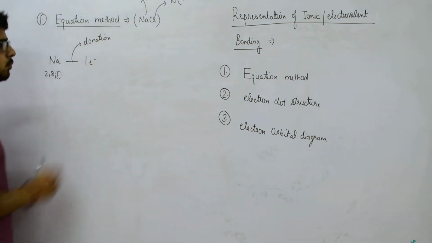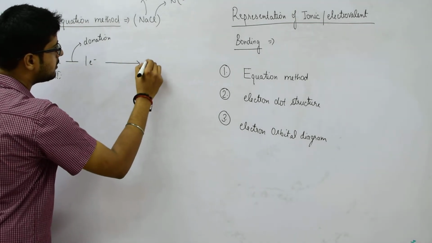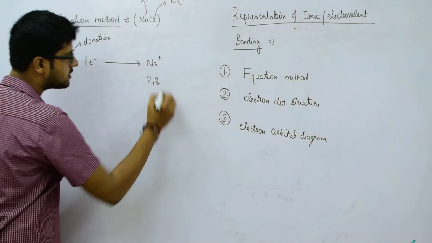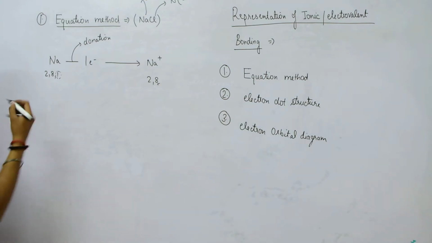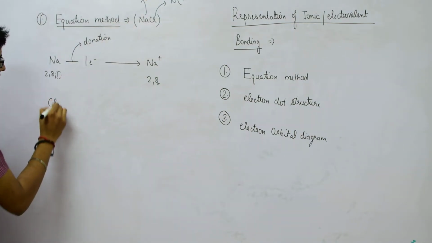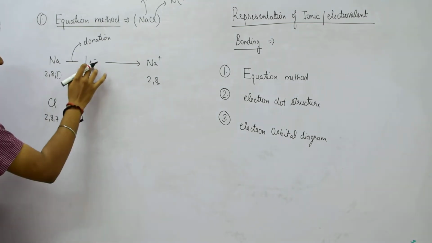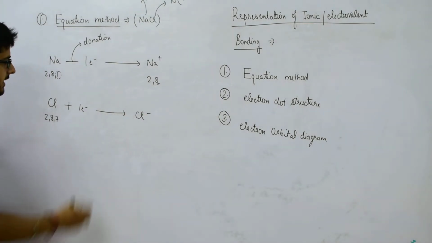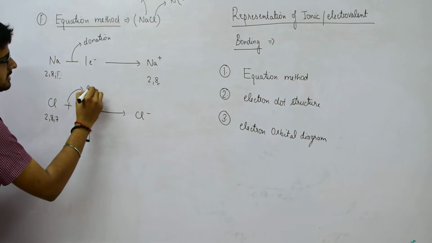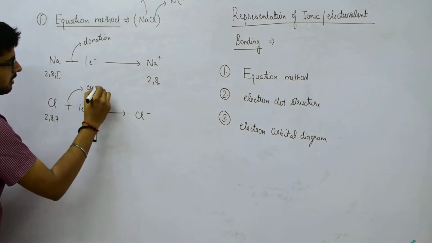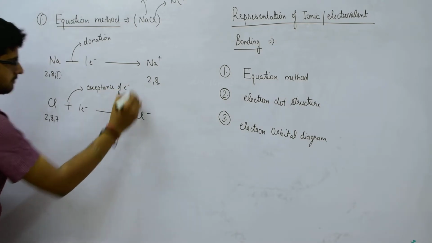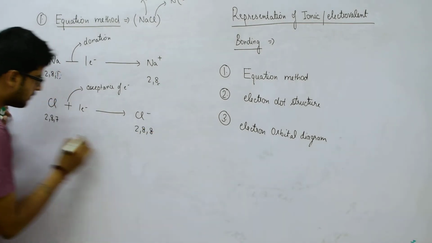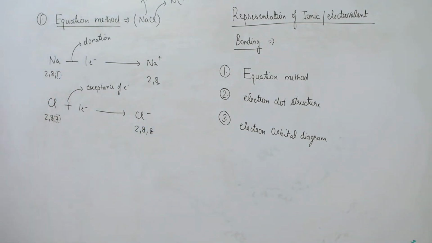How many electrons are donated? One electron, and it is converted into Na+ cation, and its configuration becomes 2,8. Outermost shell has 8 electrons, octet completed. Now the chlorine atom, with outermost configuration 2,8,7, accepts this one electron and gets converted into Cl- chloride ion. The plus sign represents acceptance of an electron. Now it becomes 2,8,8 because it already had 7 electrons in the outermost shell.